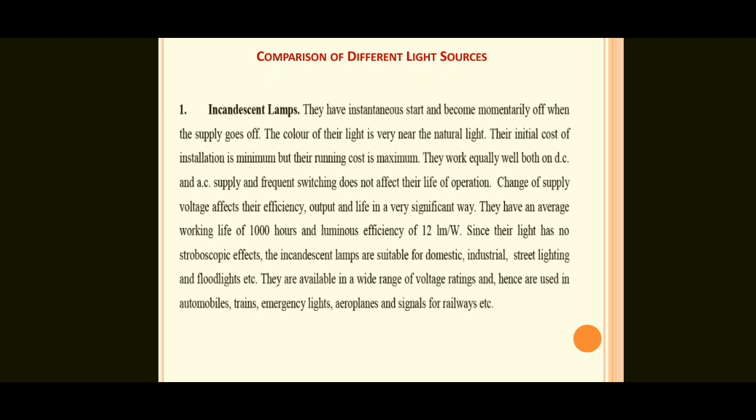The drawback is that the initial cost is minimum, but the running cost is maximum. The main advantage is the initial cost is low, but the main disadvantage is the running cost is maximum. So these are available in different ranges of voltages.